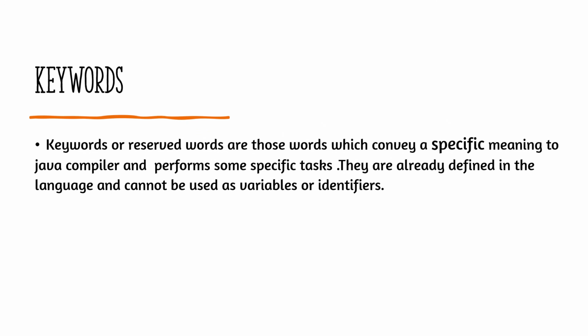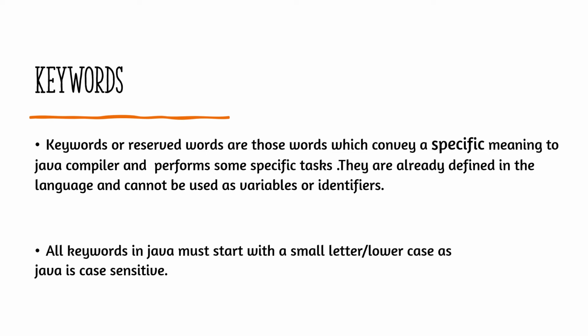Keywords, or reserved words, are those words which convey a specific meaning to the Java compiler and perform some specific task. They are already defined in the language and cannot be used as variables or identifiers. Because all these keywords convey a specific meaning, we cannot recreate them as a variable name or identifier name. And all keywords in Java must start with a lowercase letter, as Java is case sensitive.